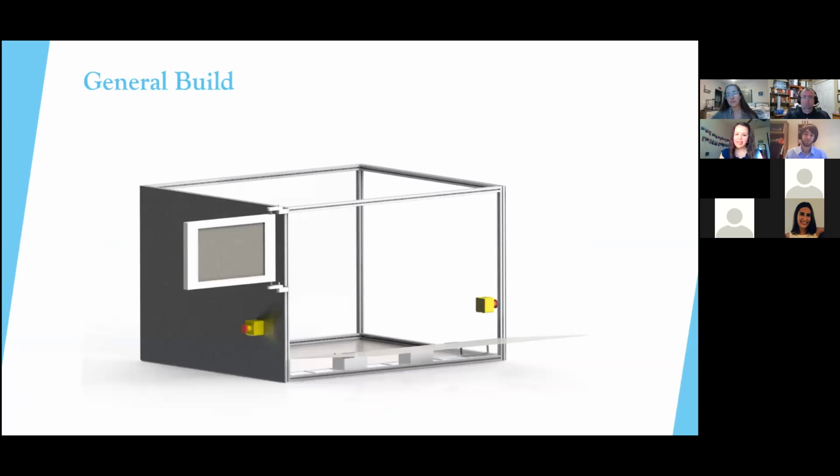So our general build, as you can see, has an 80/20 frame structure, and it also is equipped with 2 emergency stop buttons on either side to allow for the customer to shut off the machine at any moment in time. We started out with just one emergency stop button, but we included two so that way it would be more convenient in case there was an emergency.